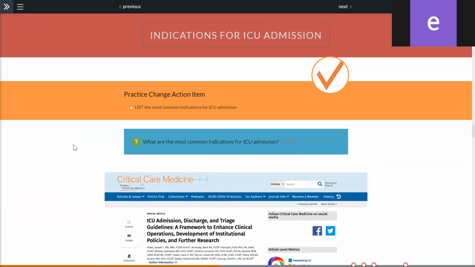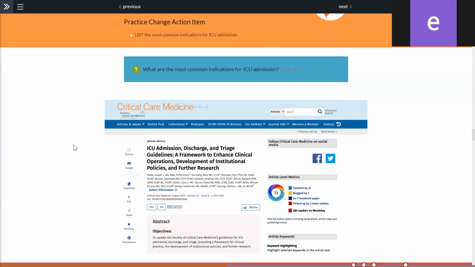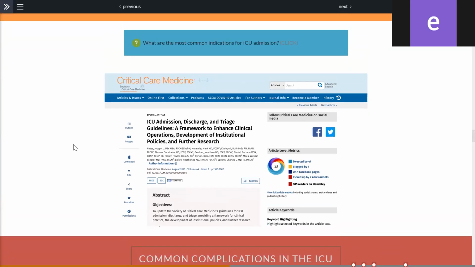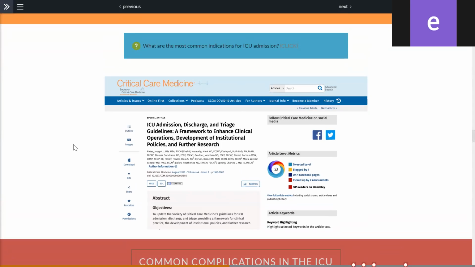So we're going to go through the indications for ICU admission. List the most common indications for ICU admission. What are the most common indications for ICU admission? Just for example, like this patient, what do you think is his indication to be admitted to the ICU? Maybe you can just put something small, a quick one. Actually, I think we handled this in the last session. Let's see why patients are admitted to the ICU.